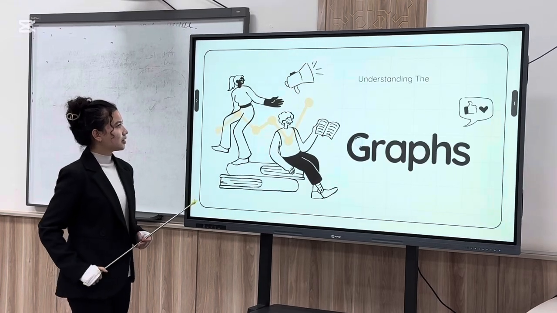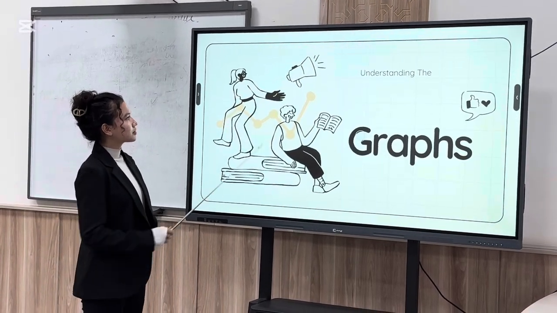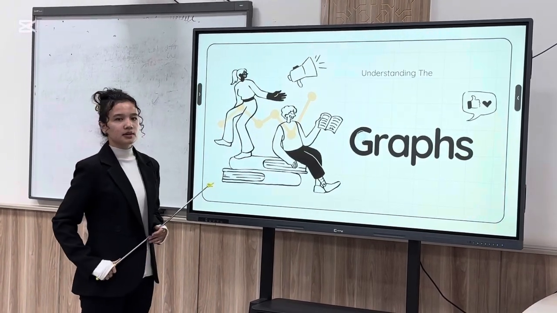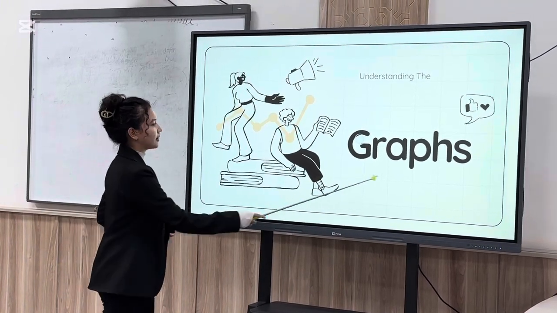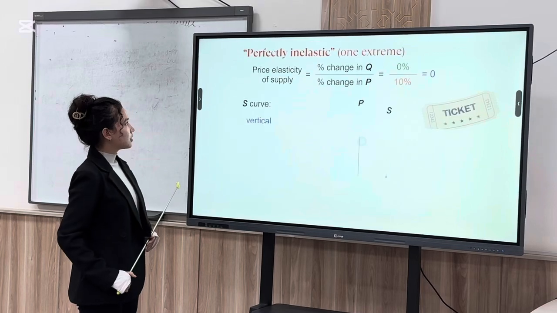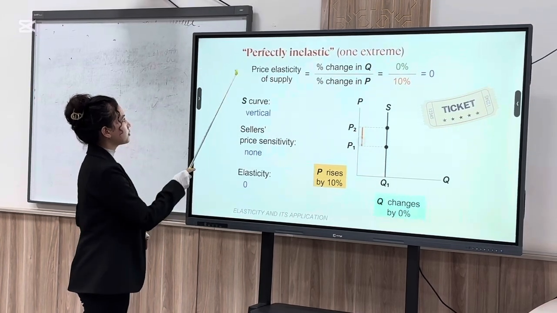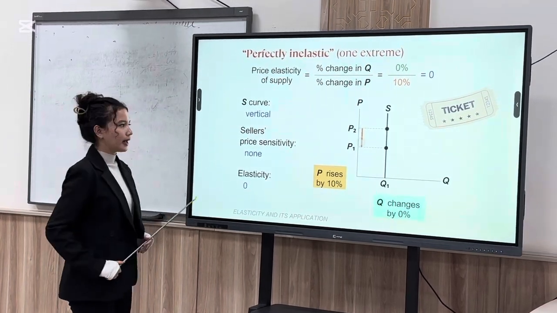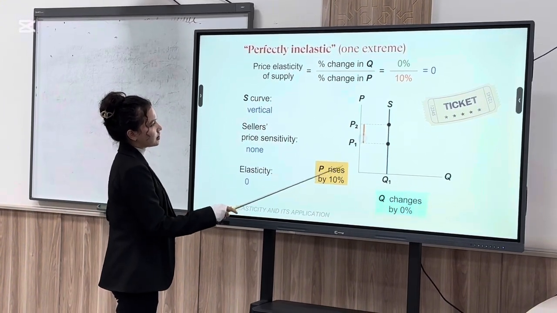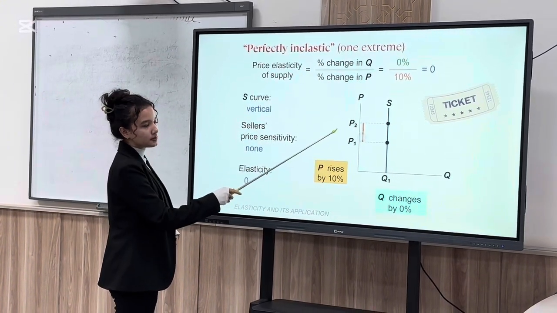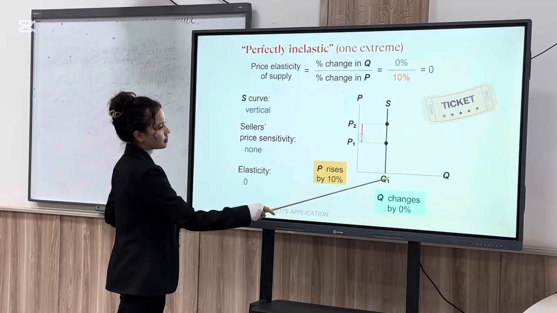Next. Let's understand the graphs. It means the graphs of elasticity of supply. The first one is perfectly inelastic supply. As you can see, on the y-axis there is a price, and on the x-axis there is a quantity.